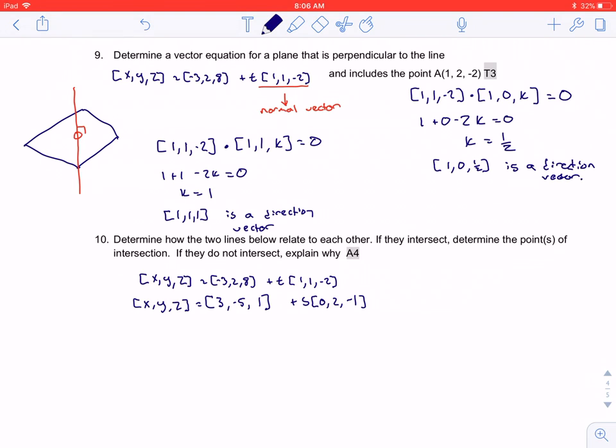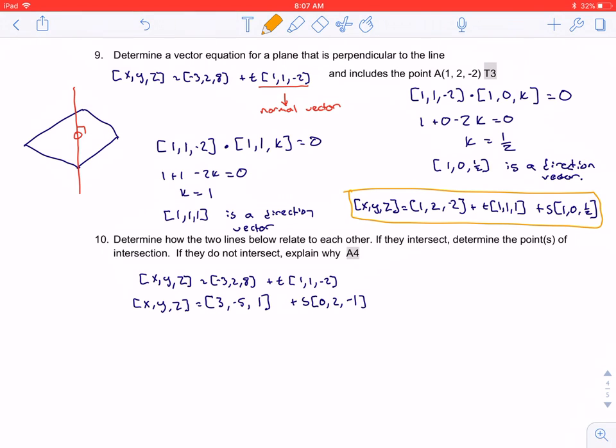And so now we have two direction vectors, so we can write out our plane. It would be x, y, z is equal to, we know the point, it tells us right in the question, 1, 2, negative 2 is on the plane. And then we're going to go plus t times one of our direction vectors, 1, 1, 1, plus s times the other, 1, 0, 1/2. Okay, and that would be a vector equation of a plane that is perpendicular to the line that's given.